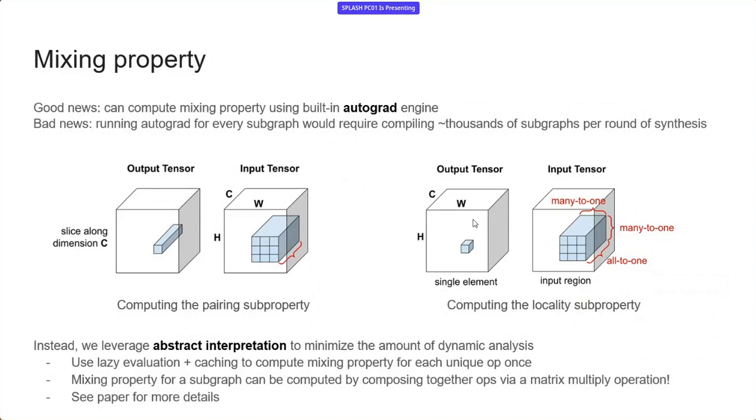So to get around this, we're going to define an abstract interpretation for the mixing property. And what this is going to allow us to do is lazily evaluate and cache the mixing property for each unique op as we see it. And then when we go to infer the mixing property for a subgraph, we're going to abstractly interpret it and get an over-approximation. And the over-approximation turns out to be in the right direction for what we want to do. But I'm not going to go into any more details here. So please take a look at the paper if you're interested in the full analysis.